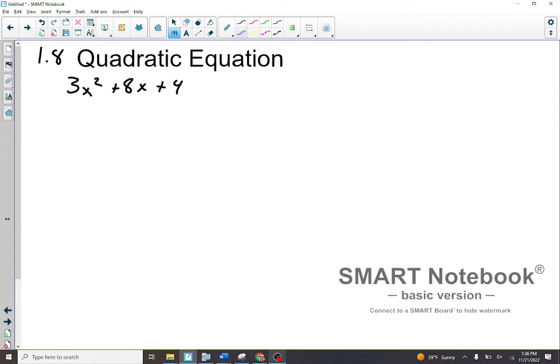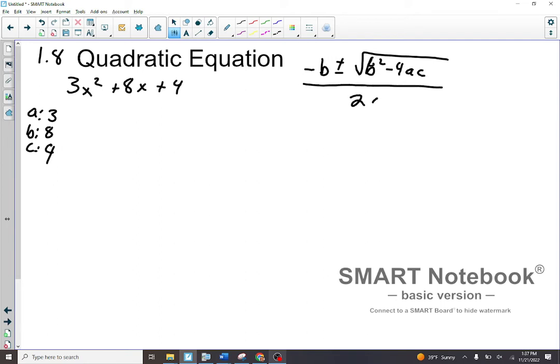Okay. So this one, you first identify A, B, and C. So A is going to be your 3, B is your 8, and C is 4. With that in mind, you're going to set it into the equation. You will not get the equation on the quiz, so please know it. Negative B plus or minus the square root of B squared minus 4AC, all over 2A.